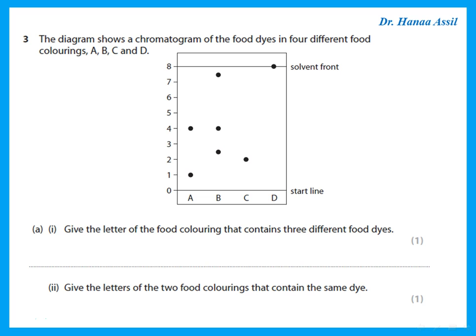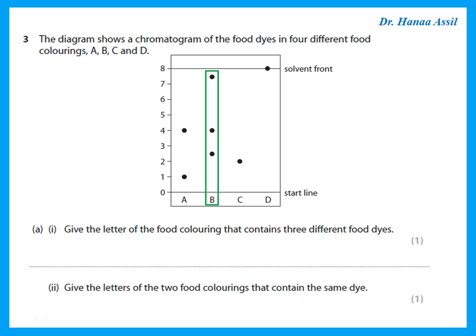So this is chromatography. And he's saying first, give the letter of the food coloring that contains 3 different food dyes. Remember, A, B, C, D go up and separate into different colors. So which one has 3 different colors? Can you see that B separated into 3 different spots, and that means it contains 3 different dyes.